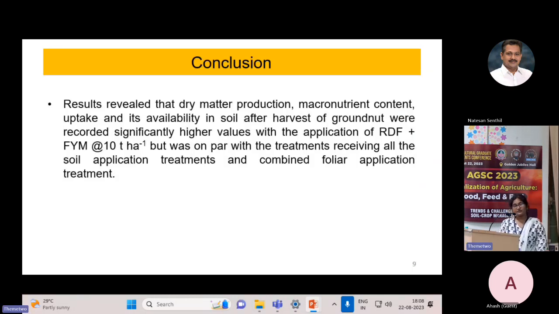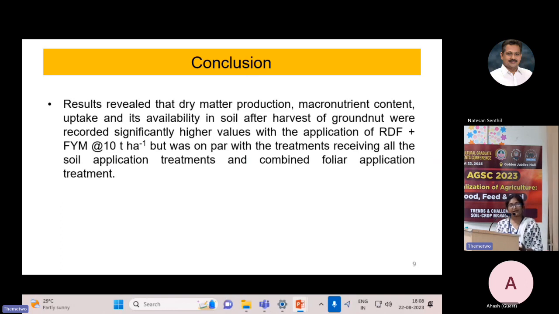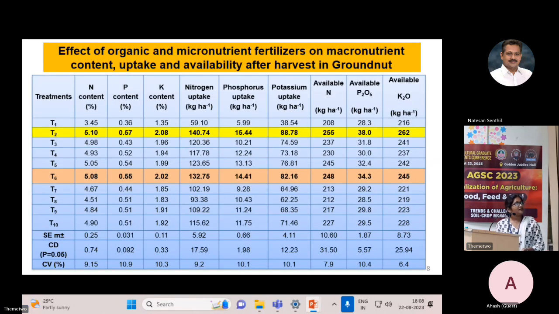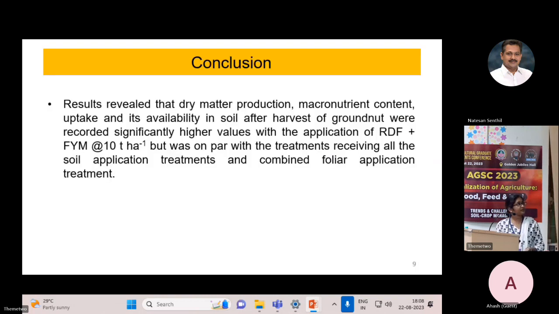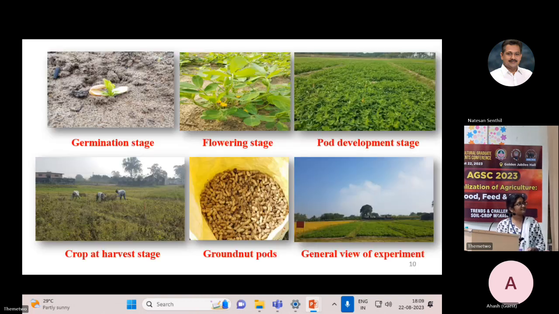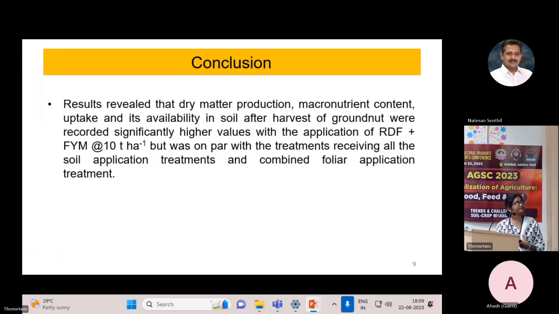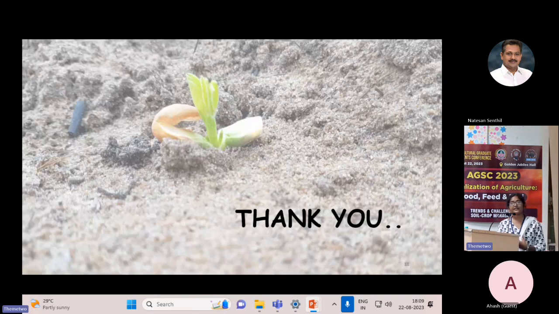Coming to the conclusion, by adopting, apart from the farmyard manure, the combined soil application of micronutrients, which might be helpful in the nutrient-rich harvest of groundnut. These are some of the pictures of the experiment. Thank you.